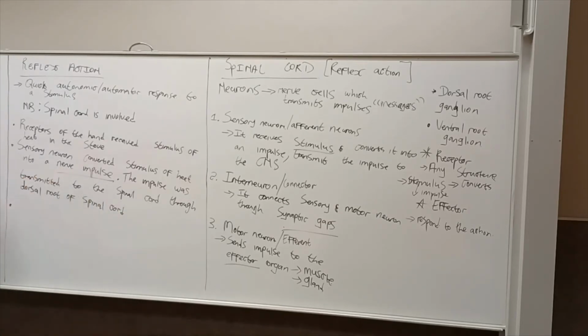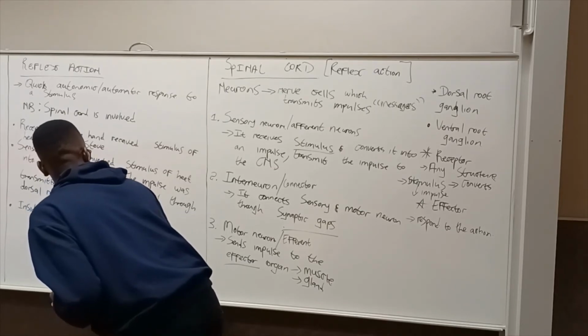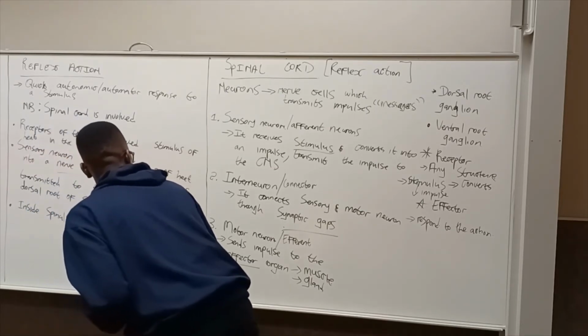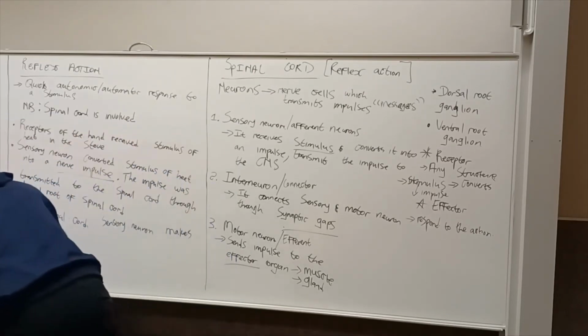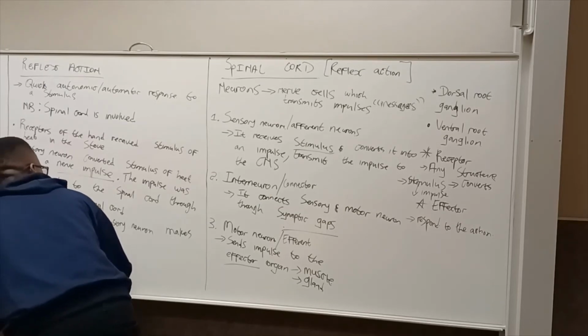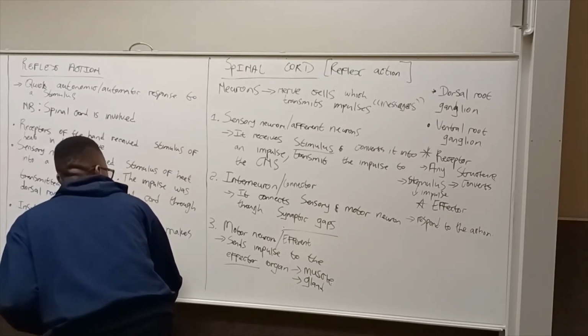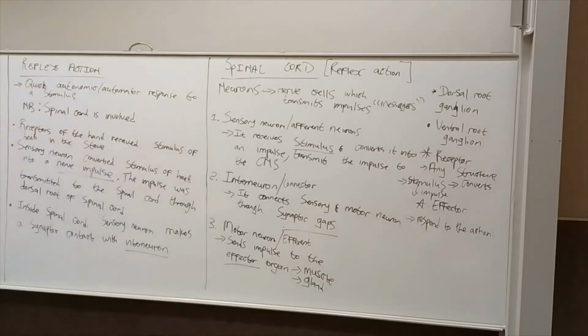Now the impulse is inside the spinal cord. What happens? Inside the spinal cord, the sensory neuron makes a synaptic contact with the interneuron. So it means that inside the spinal cord we have the interneuron.